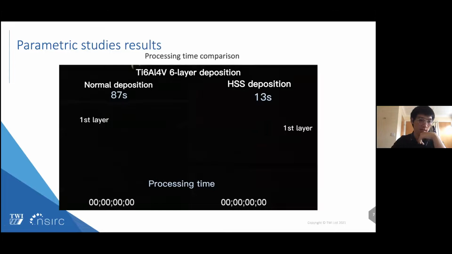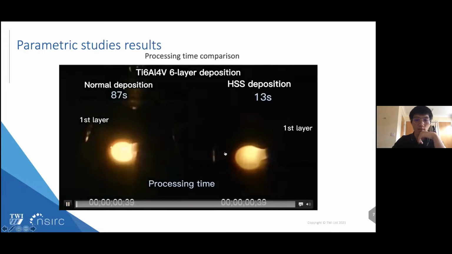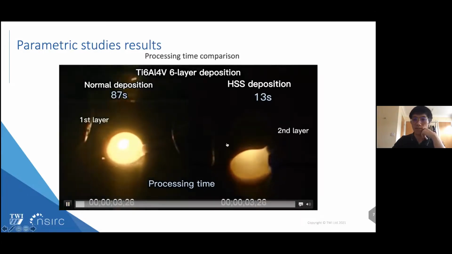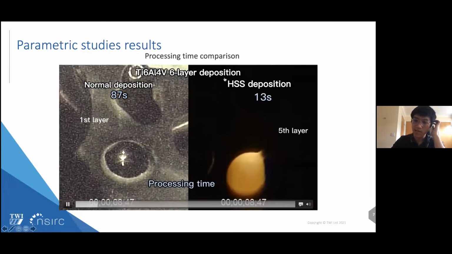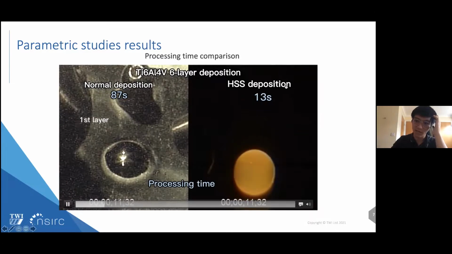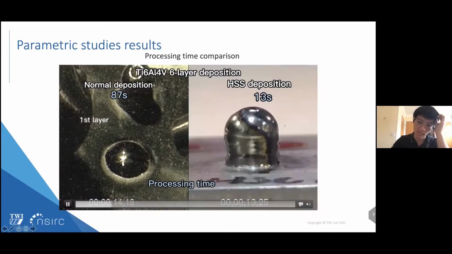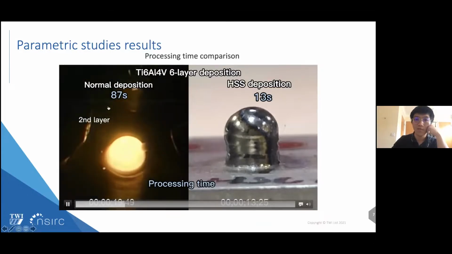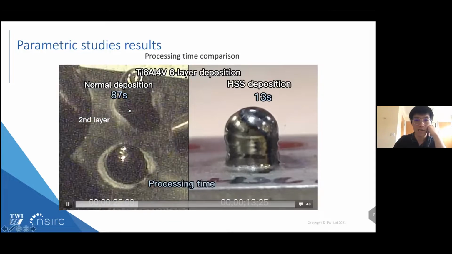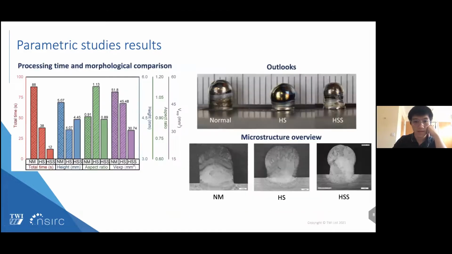And then let's say this is a recording to show the experimental difference. So we can see for the final method, the right hand is the HSS deposition method. It only takes 13 seconds to build up the 6-layer deposition. But as for the normal method, it needs 87 seconds. And also the chart demonstrates the processing time difference and the geometrical dimensions.